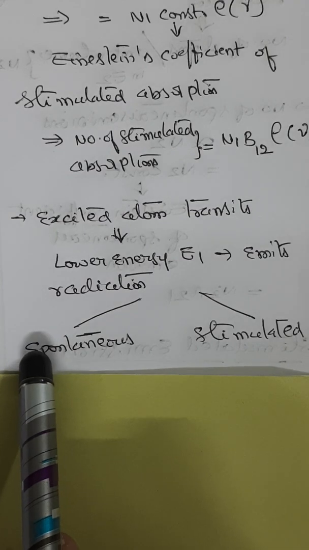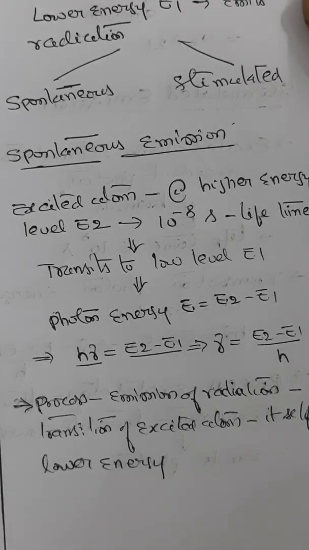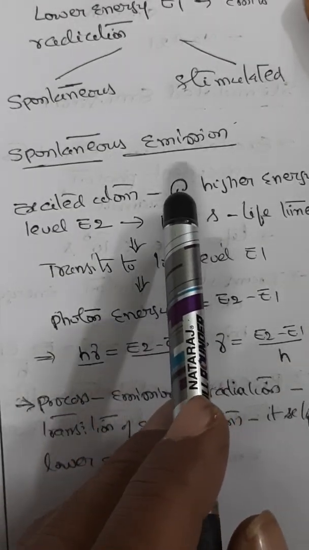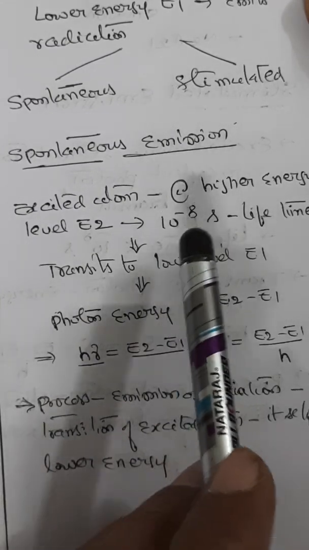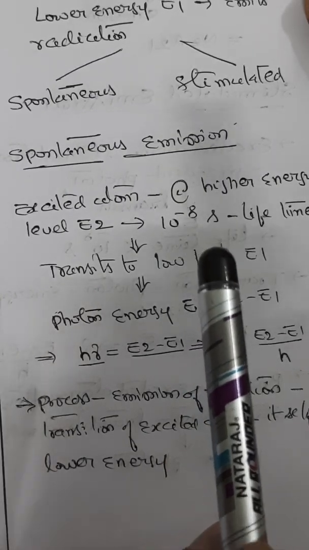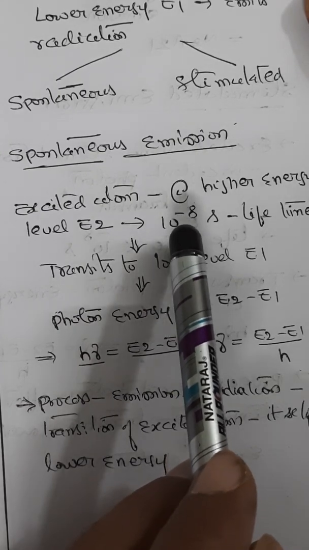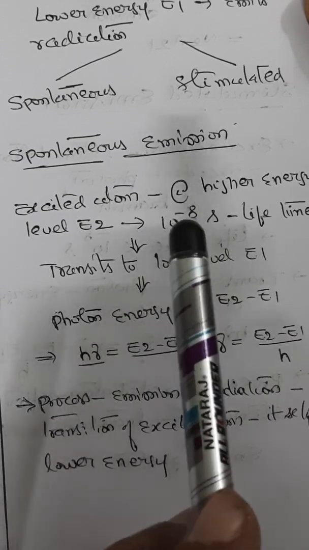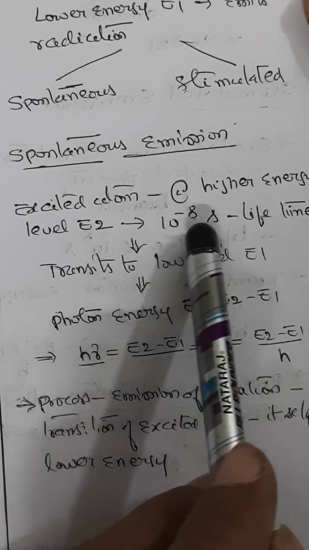Now let us look at spontaneous emission. Where is the atom now after stimulated absorption? It is in a higher energy state. Therefore, the excited atom in the higher energy level E2 can stay only up there for up to 10 power minus 8 seconds. That means the lifetime of the atom in the excited state is only 10 power minus 8 seconds. That is the average time up to which an excited atom can stay at higher energy E2. This is what is known as the lifetime of the excited state, or the lifetime of the excited atom.